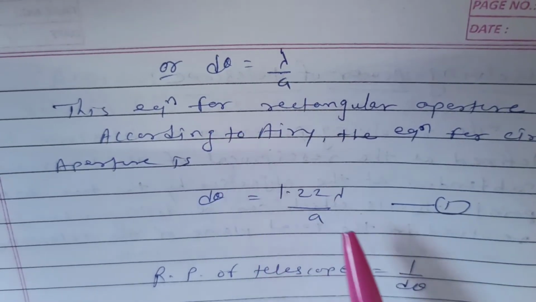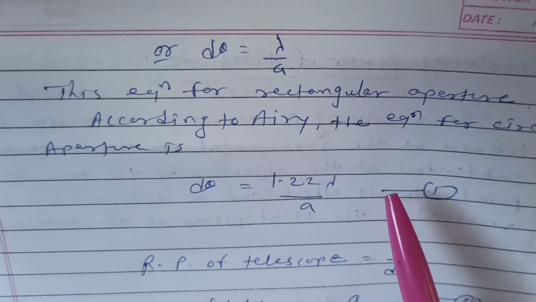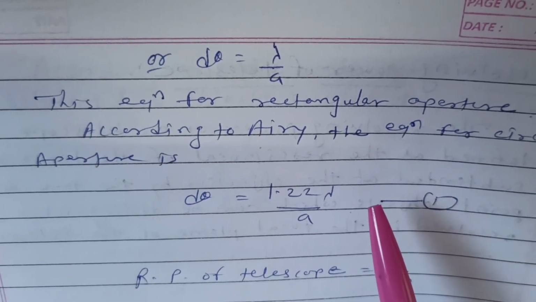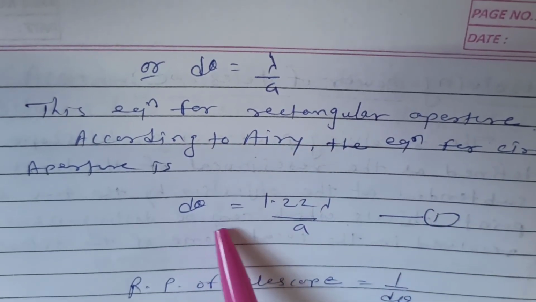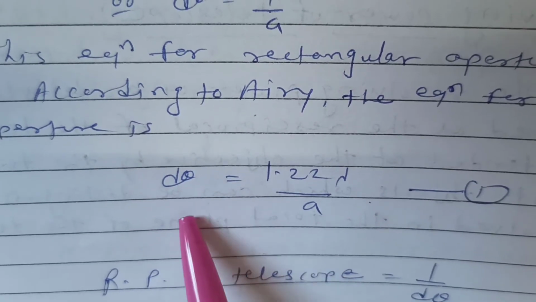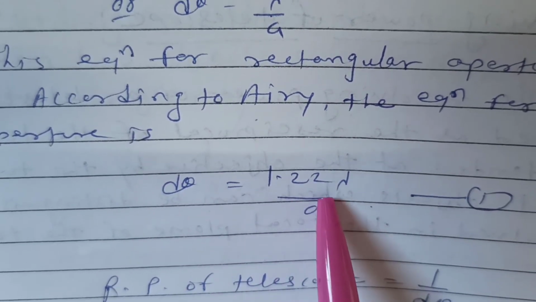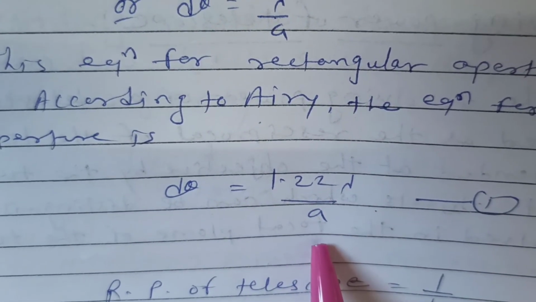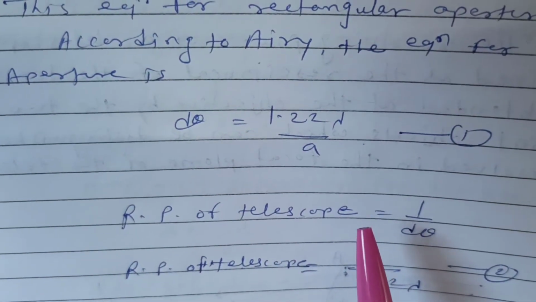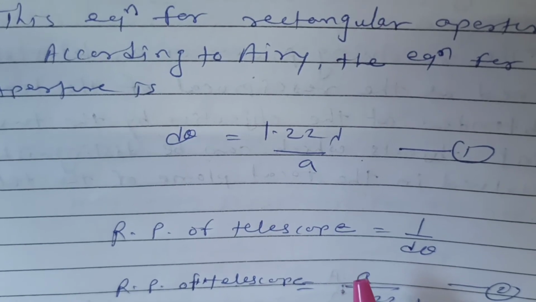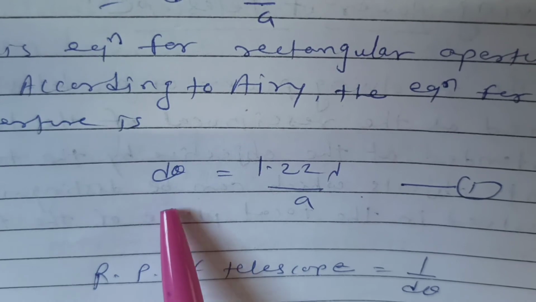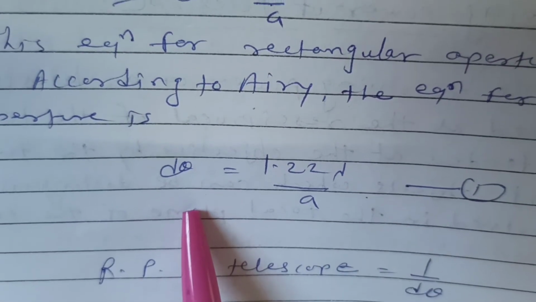This equation is good for a rectangular aperture, but according to Airy, for a circular aperture, d theta is equal to 1.22 lambda upon a, where lambda is the wavelength of light and a is the aperture of the telescope. Here d theta represents the limit of resolution of the telescope.